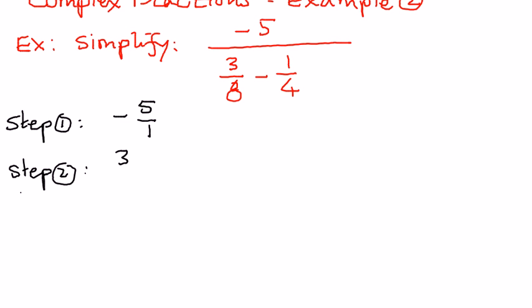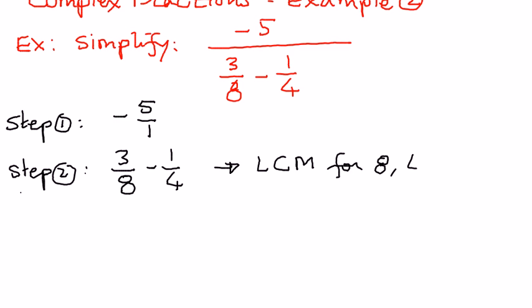Let me write that here. In the denominator, we have 3 over 8 minus 1 over 4. We need to find a common denominator. To do that, we want to find the least common multiple for the numbers 8 and 4. The least common multiple for 8 and 4. As we can see, 8 is a multiple of 4. So 4 times 2 is 8.